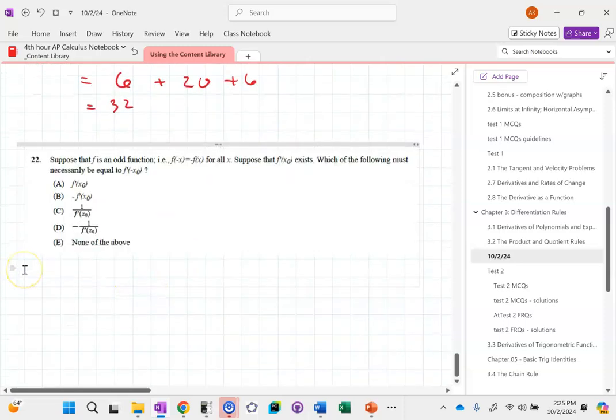Oh, this is so sneaky. Okay. This one might not even be one we're supposed to be doing yet.